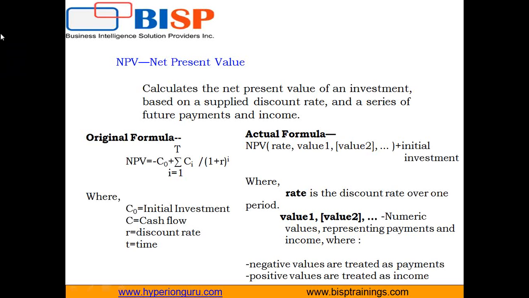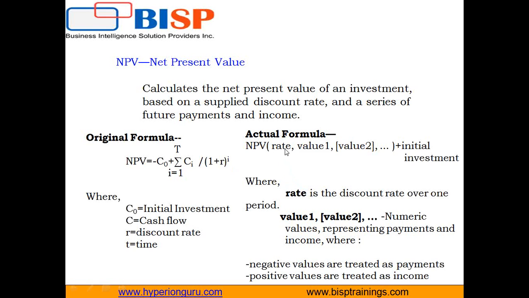So the original calculation of NPV is like that. C0 is represented by minus sign because it is the initial investment, plus sum of i equals 1 to t, where t is the time, Ci divided by (1 plus r) to the power i, where Ci is the cash flow and r is the discount rate. But in Excel it will be calculated like this.